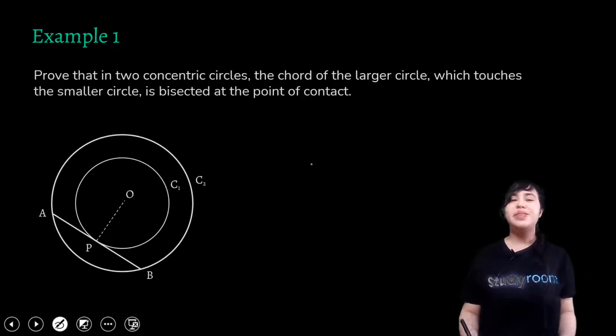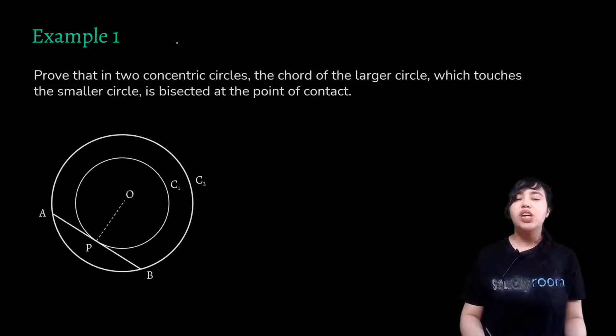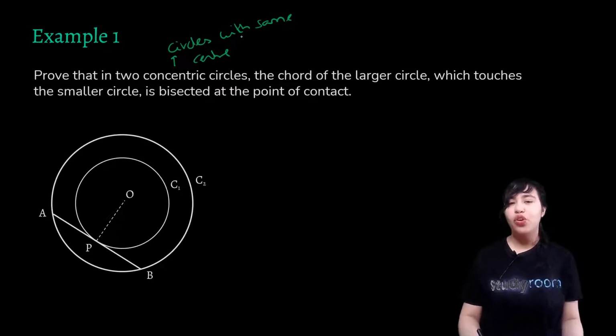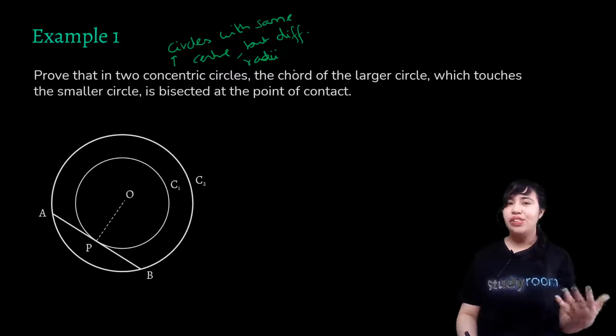So enough of theorems, now let's move on to examples. So prove that in two concentric circles. But wait a second, do you know what concentric circles mean? Well, it's good if you know, otherwise let's quickly recapitulate. So concentric circles are circles with the same center. So does it mean that they are the same circles? No, because the radius is different. So they have the same center, but they have different radii. I repeat again, radii is just the plural of radius.